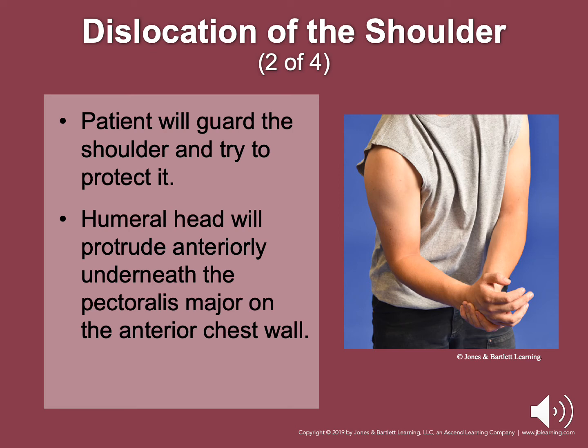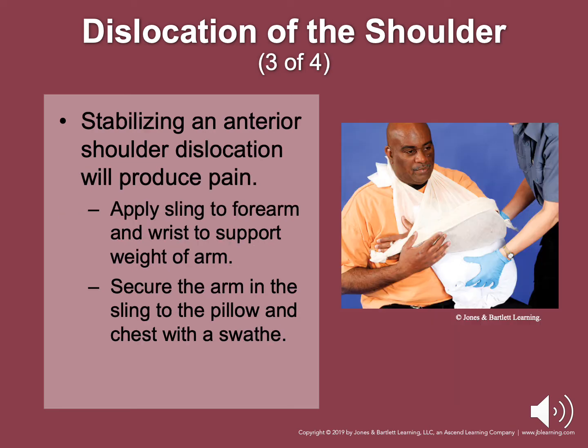Stabilizing the anterior shoulder dislocation will produce pain. Splint the joint in the position most comfortable. If necessary, place a pillow, rolled blanket, or rolled towels between the arm and the chest to fill the space, and apply a sling to the forearm and wrist to support the weight of the arm.